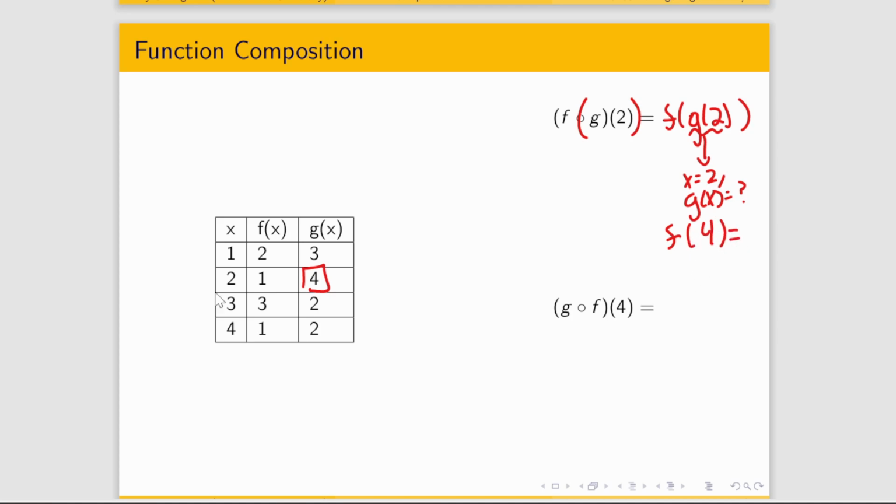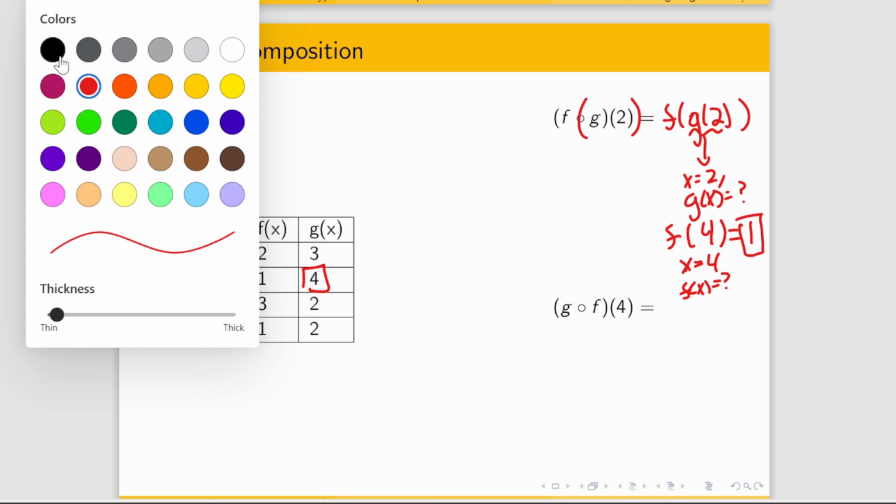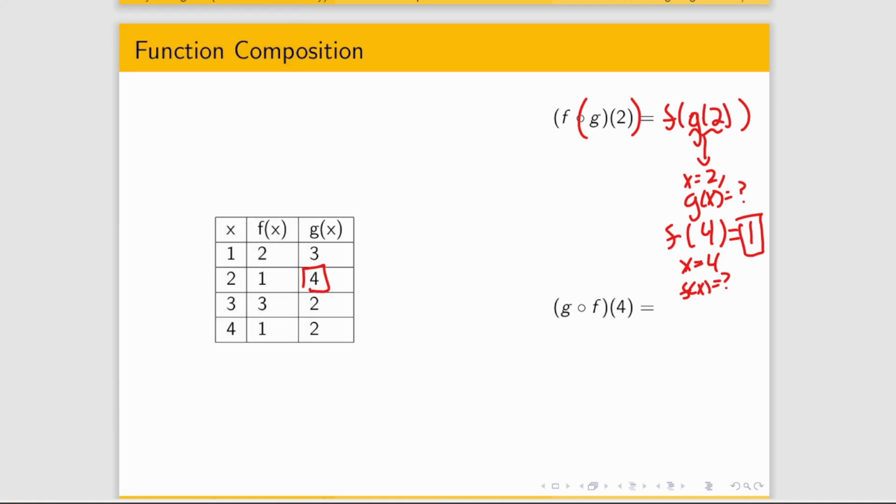Then I want to do the second step of actually evaluating what f of 4 is, and that's saying the same sort of thing of now that gave me that x is equal to 4, and they want to know what f of x is equal to. So I go over to my table, find when x is equal to 4, and that means f of x is equal to 1 at that point. Go ahead and pause your video and see if you can evaluate the next one yourself.